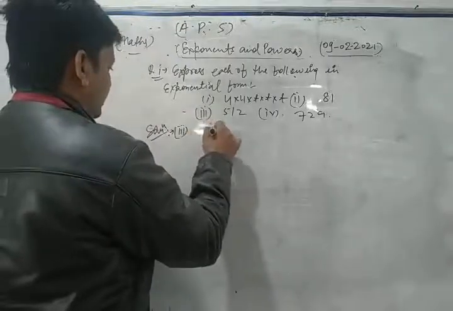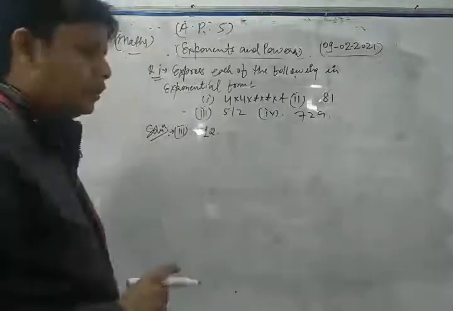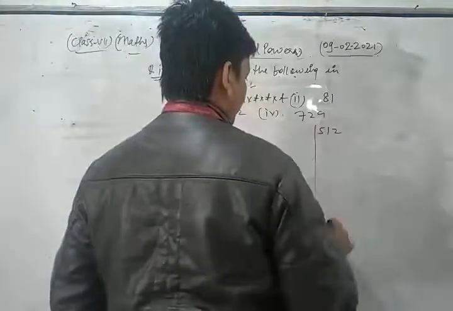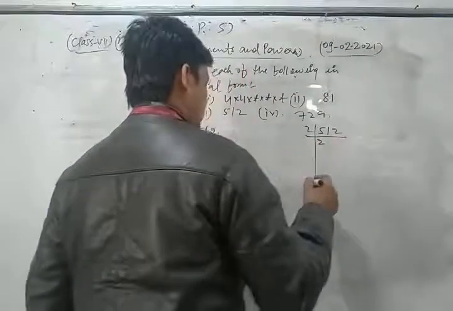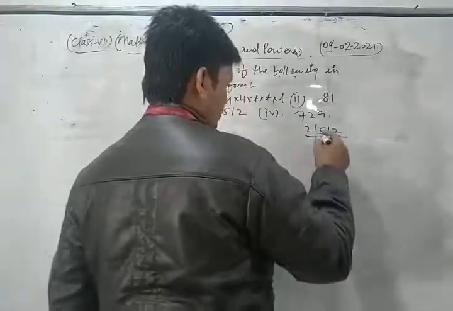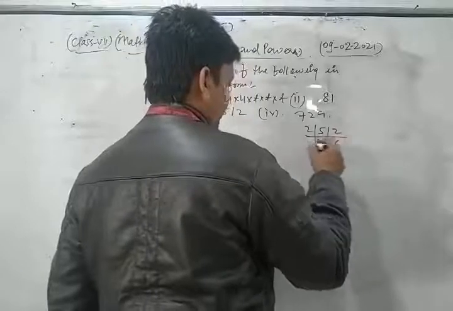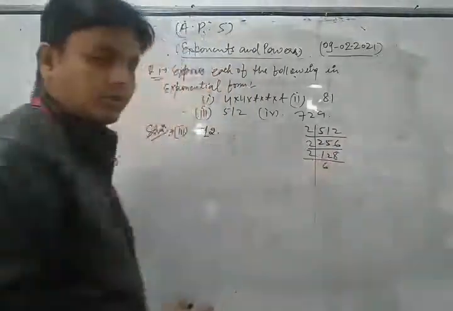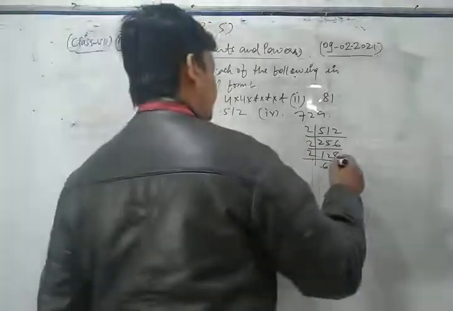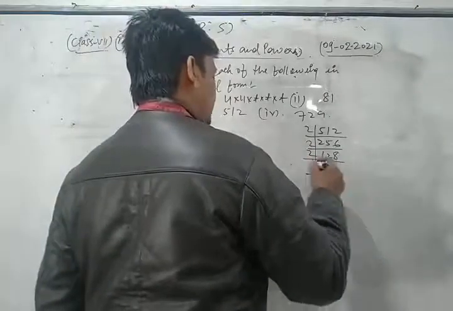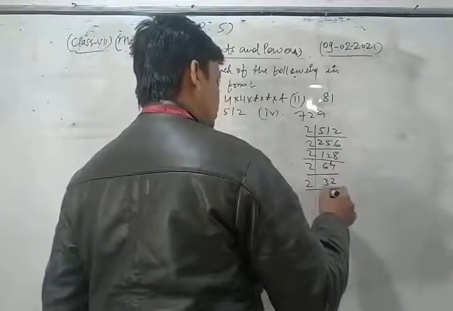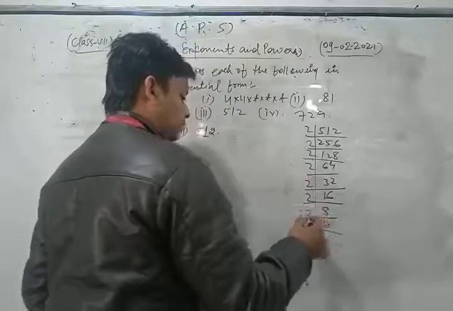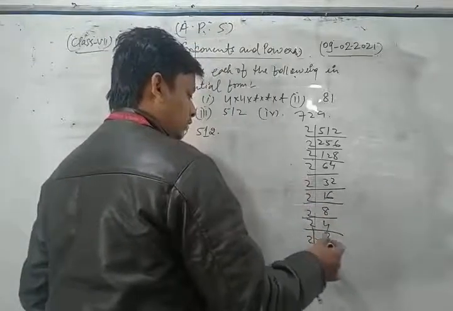Which is 512. Now we do the prime factorization. From 2 we get 2 to the 4, 2 8s are 16, again by 2, 2 6s are 12, and 2 4s are 8, again by 2, 2 3s are 6, 2 2s are 4, again by 2, that is 2, again by 2, we get 1.